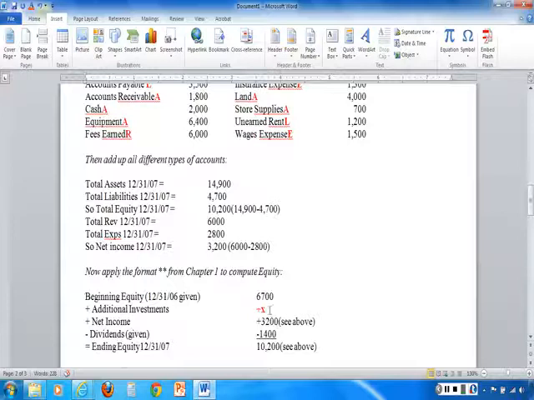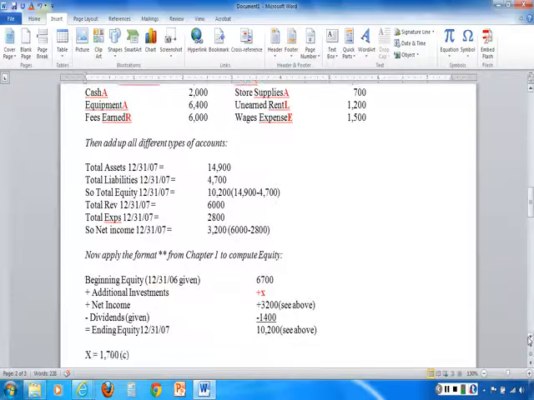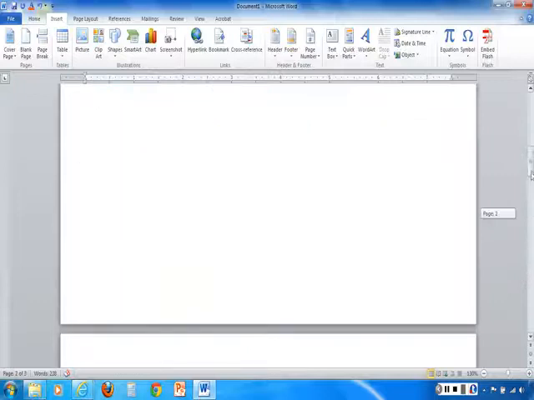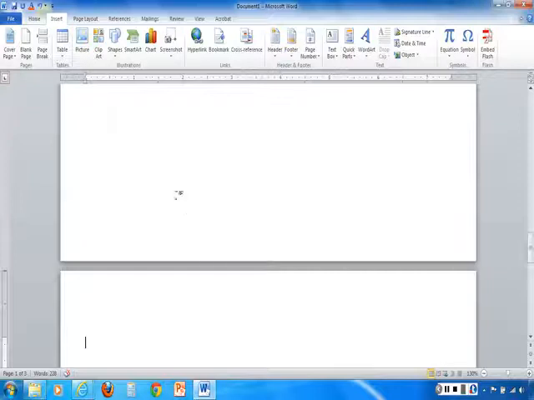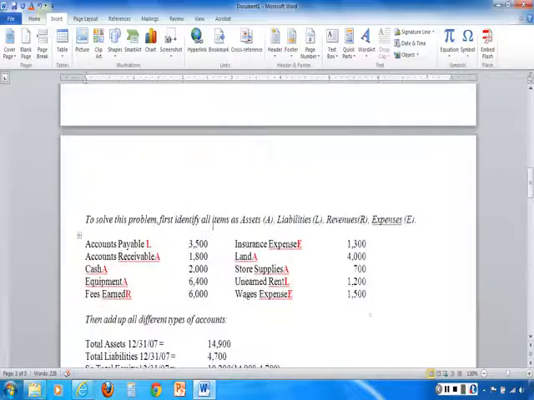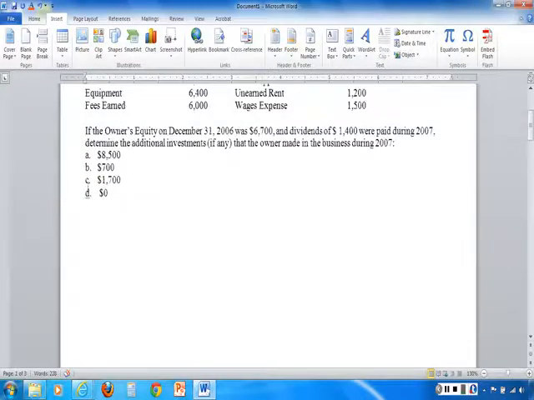And so now the only thing left to find out is additional investments. I can easily solve for the x. 6,700 plus x plus 3,200 minus 1,400 is equal to 10,200. And therefore x will be equal to 1,700, and as such my answer will be C in the above multiple choice question. So this would be my answer, C. Right there, 1,700.